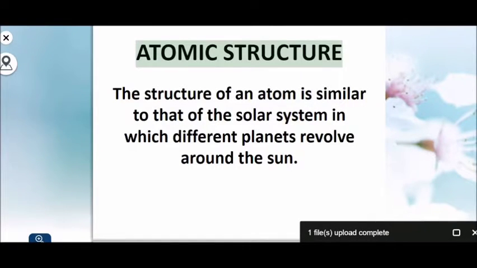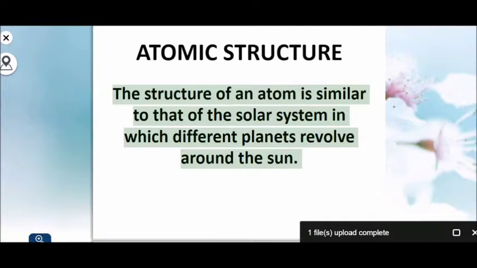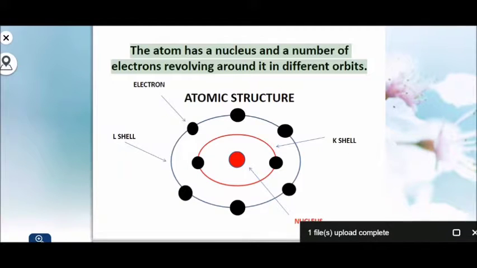Atomic structure. The structure of an atom is similar to that of the solar system, in which different planets revolve around the Sun. The atom has a nucleus and a number of electrons revolving around it in different orbits. Atomic structure: K-shell, nucleus, electron.